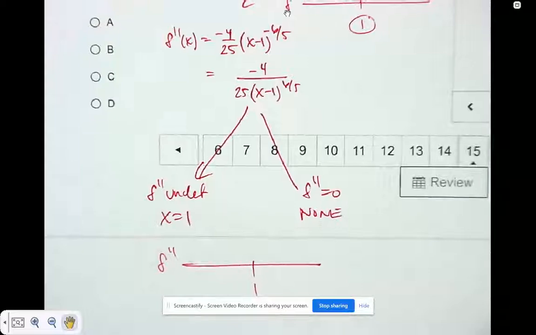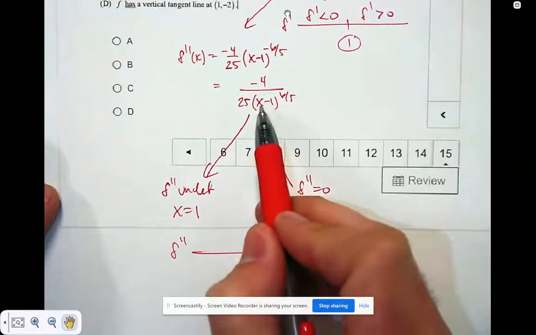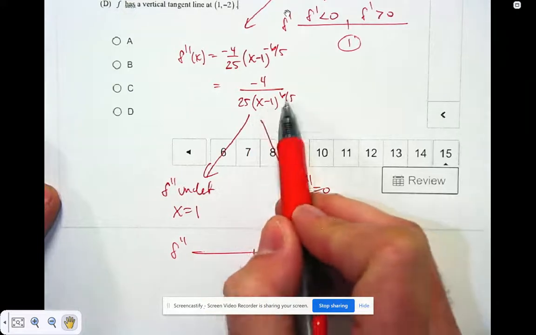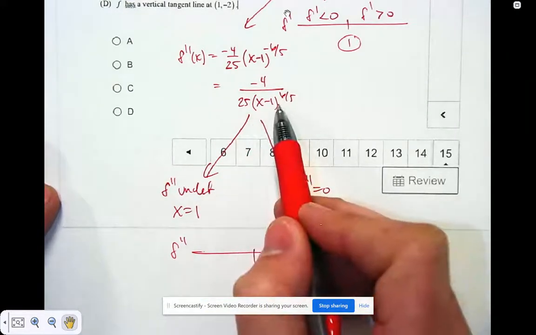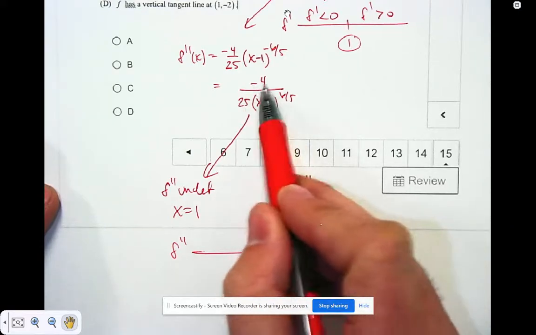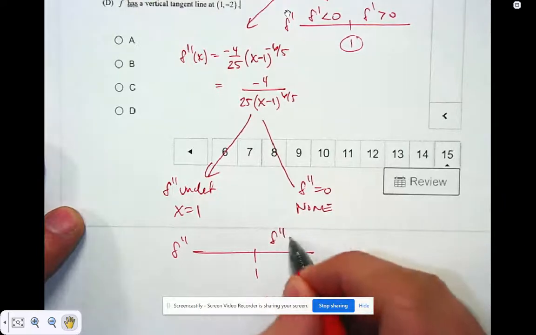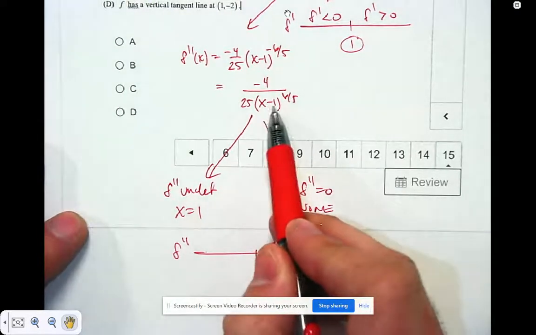So let's figure out what happens around that. Let's plug in 10 again. If I plug in 10, I got 9 raised to the 6/5 power. You guys have a calculator. You can just plug in 10 and it'll tell you that that's going to be negative. But it's negative because this is positive. Then you have a negative divided by a positive, so you have f double prime negative. If I plug in 0, I've got negative 1 to the 6/5.